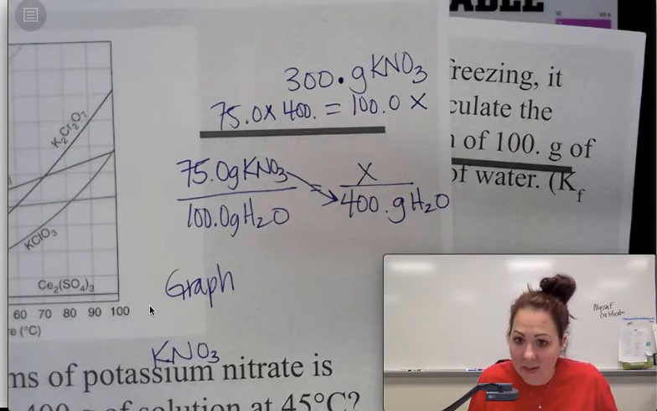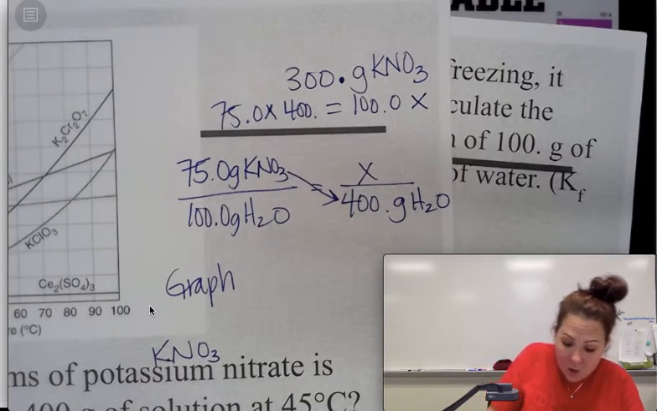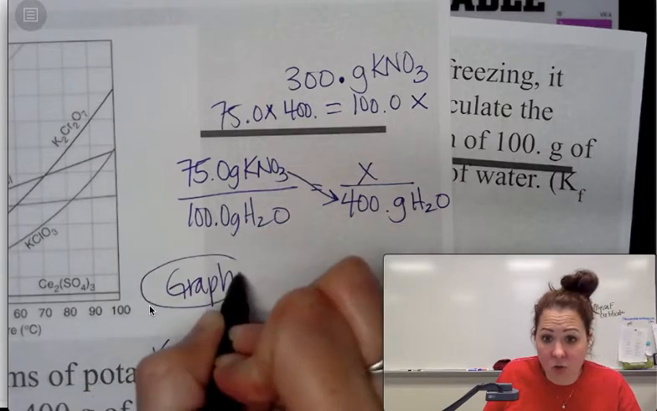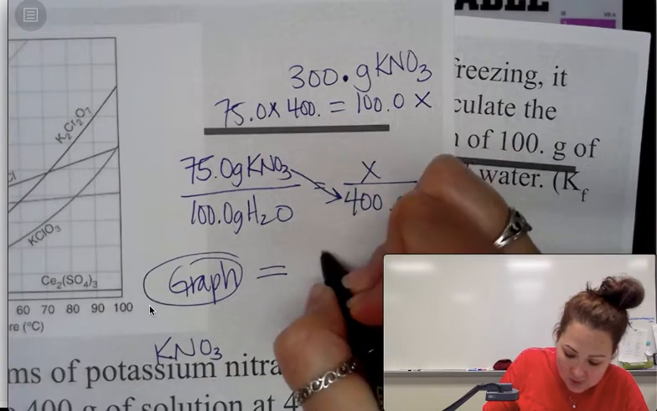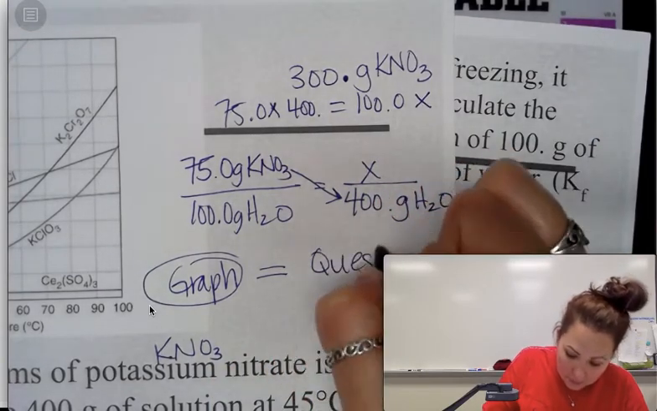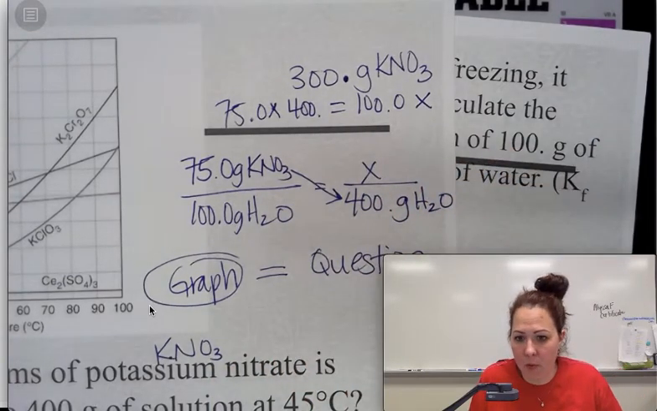So when we're looking at these, we're going to set up a proportion. You're going to take what the graph tells you at that particular temperature and set it equal to whatever's in your question. And then you'll be able to solve for whichever component you need.